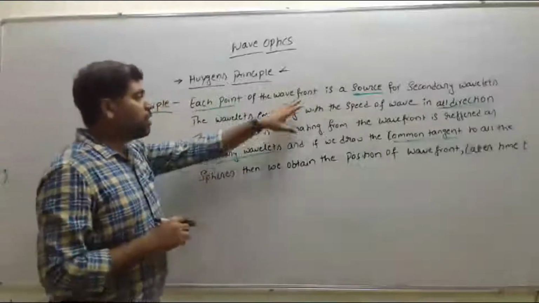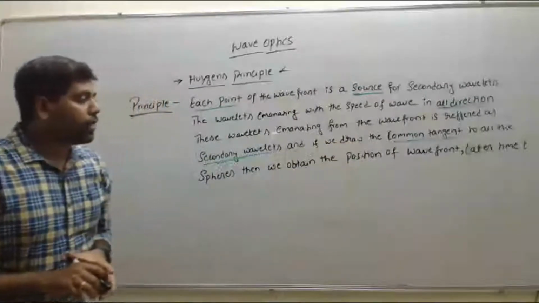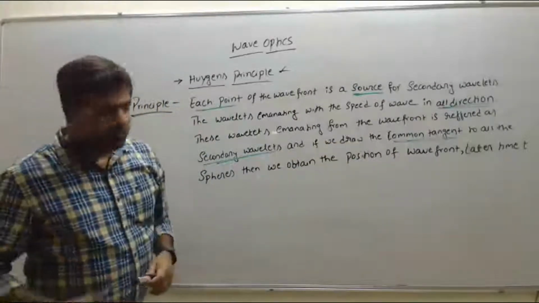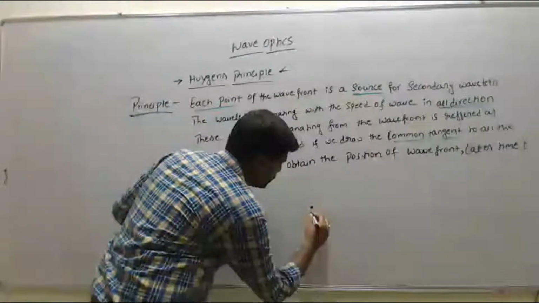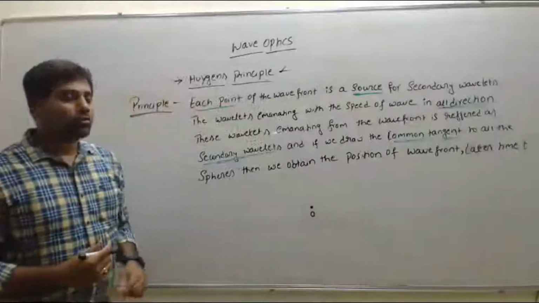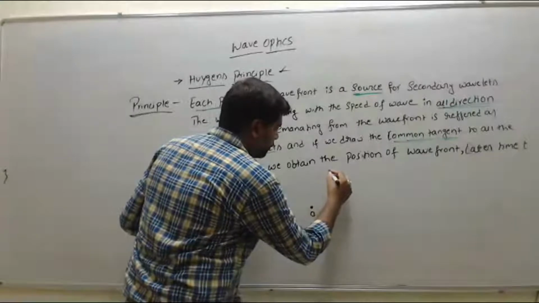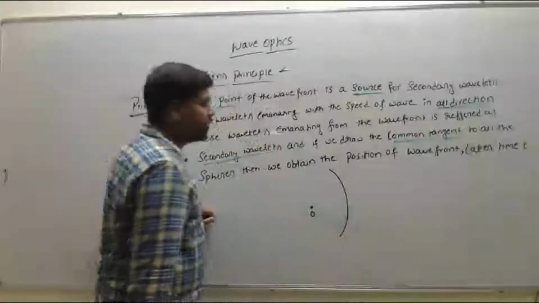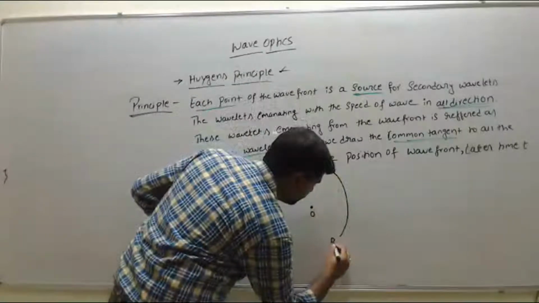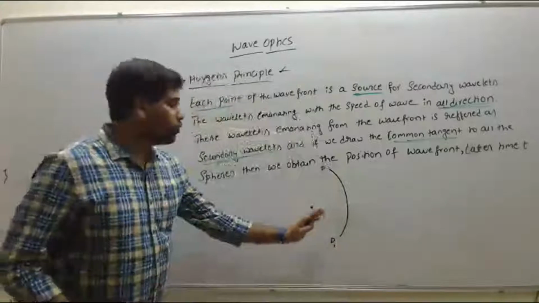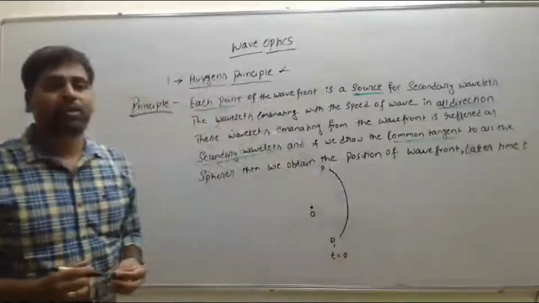Now we discuss how we find the wavefront after time t. So first, this is the point source. That one I am going to take as O. So O is the point source, and we know one wavefront. So this one is the wavefront. I am taking that one as P and P1. So we know this wavefront is at time t equals 0, right?